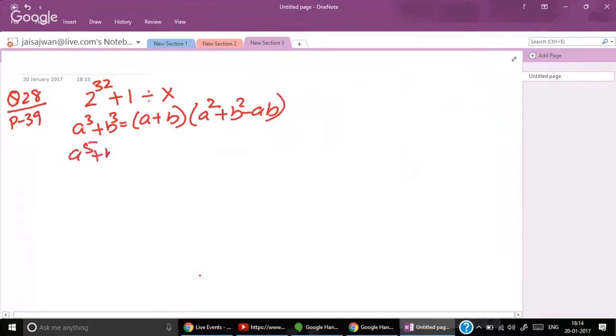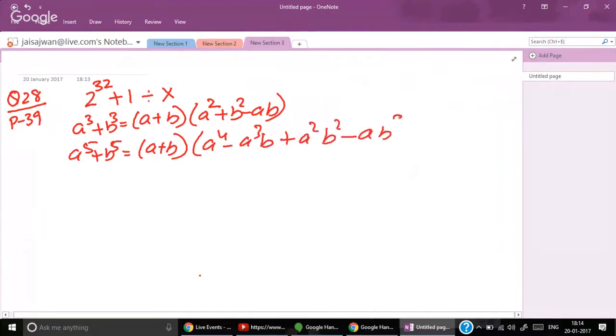Similarly, A to the power of 5 plus B to the power of 5 could also be broken up as A plus B, and then A to the power of 4 minus A cube B plus A square B square minus AB cube, and the last one is plus B to the power of 4. So we know whenever the power is odd, A to that odd power plus B to the same power would always be divisible by A plus B.